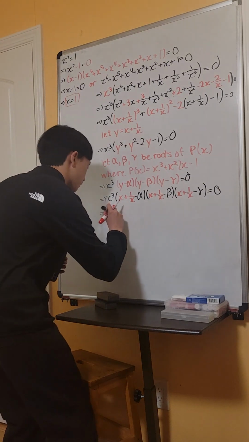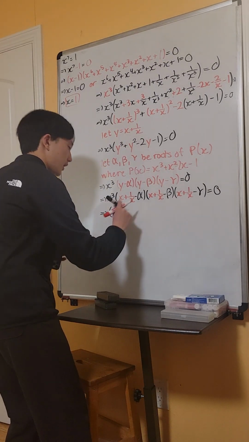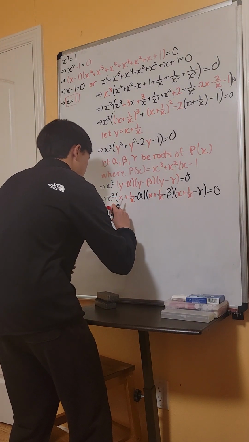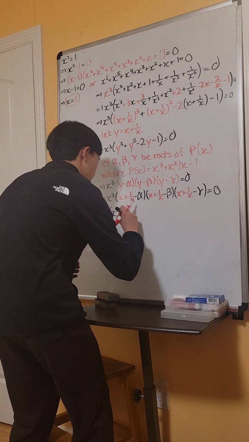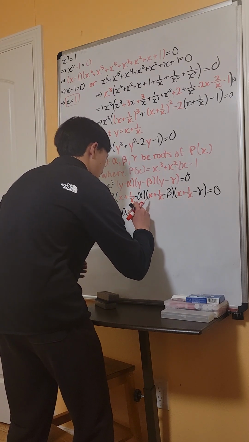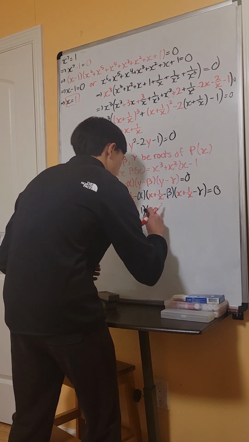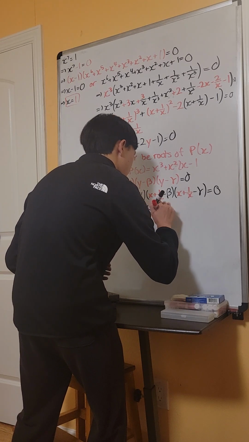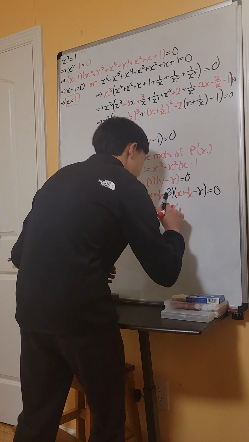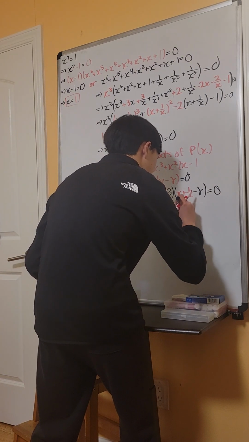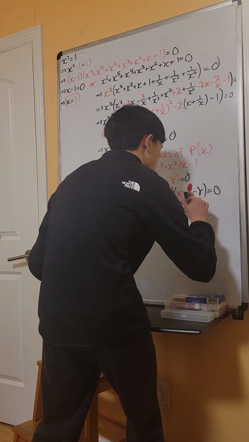So x times x is x squared. And then minus alpha, and then alpha times x is just alpha x. And then x times 1 over x is just 1. Here, same idea. And, of course, same idea with the last factor as well.